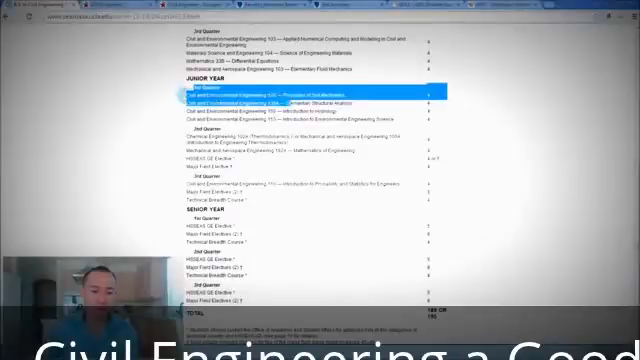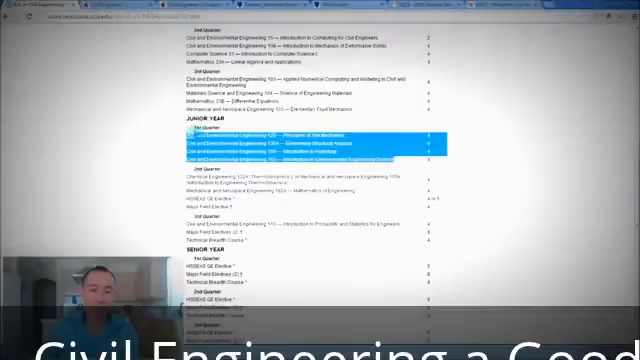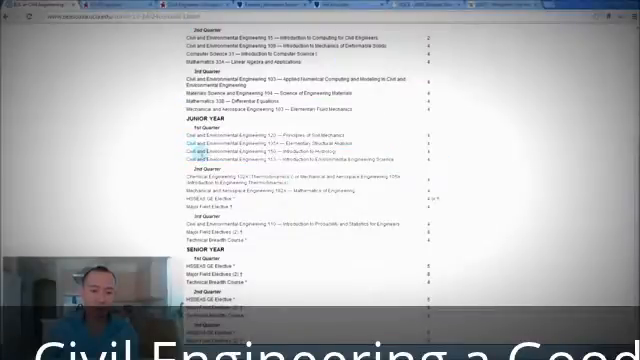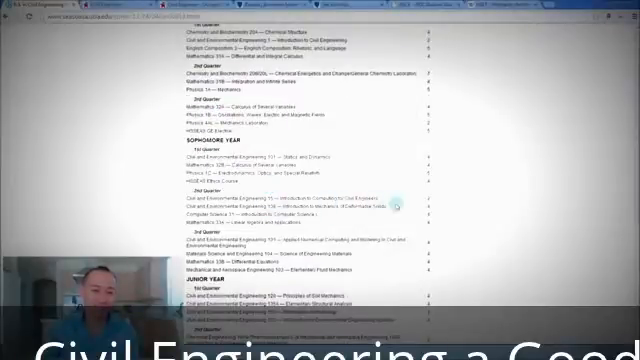But after your junior year, which really gets into the heavy parts of civil engineering, you're probably not going to be able to switch majors. You might be able to, depending on your school, but you're going to lose a lot of units. So the first and second year look really similar to mechanical or aerospace. You take one class of chemistry, a year of physics, and a year of math.